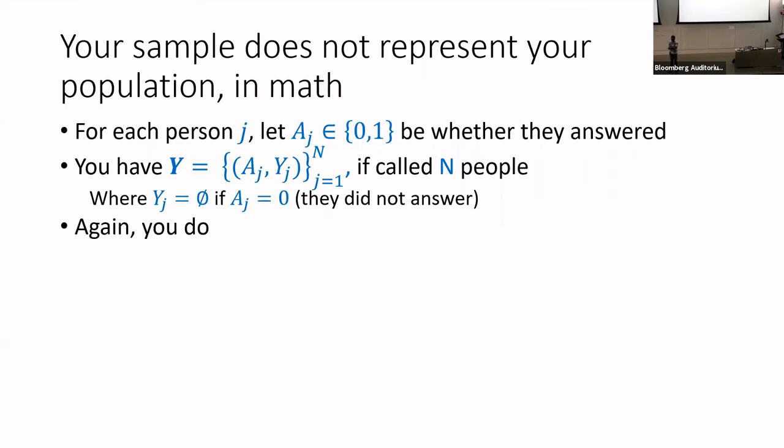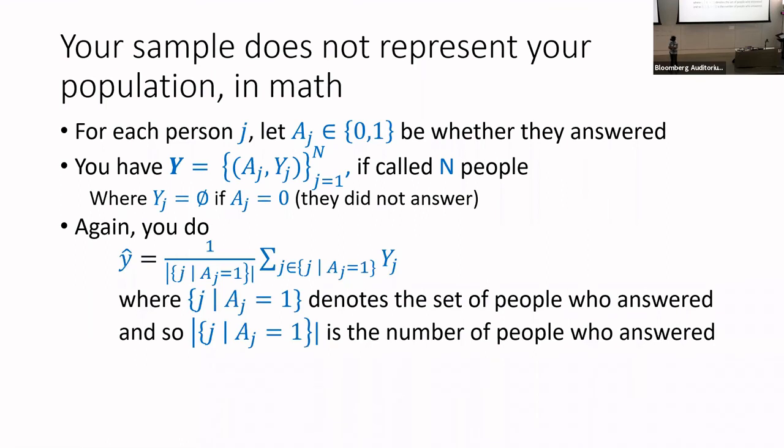Okay, and so now let's suppose you again do the naive method. So instead of dividing by n, which is the number of people you called, you're going to divide by the number of people who answered. And so this is just set notation: J is the set of people given that AJ is 1, so this is the set of people who answered. And so now you have the bars, and that's the number of people who answered. So you're just looping through everyone who answered, you're summing their opinions, and then you're taking the mean.